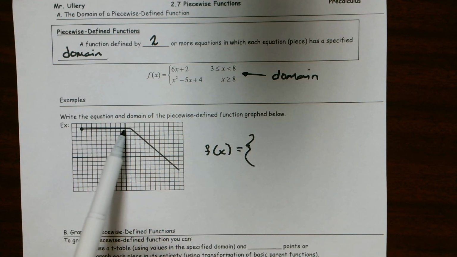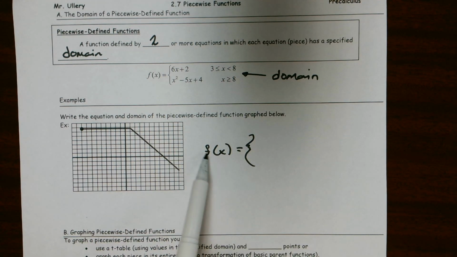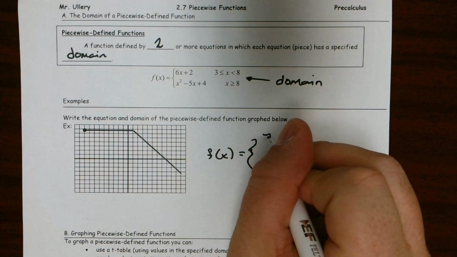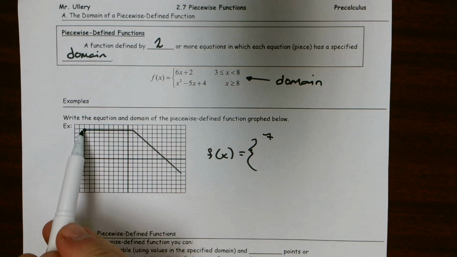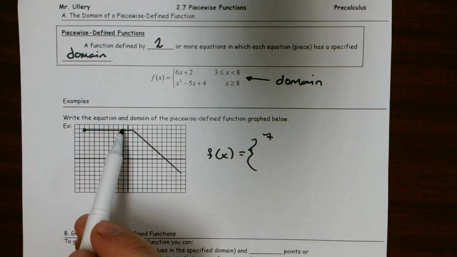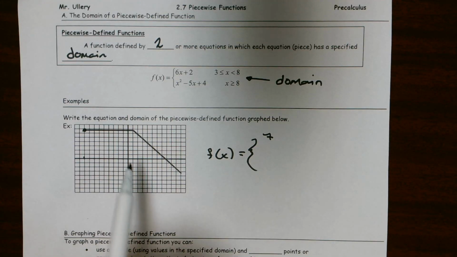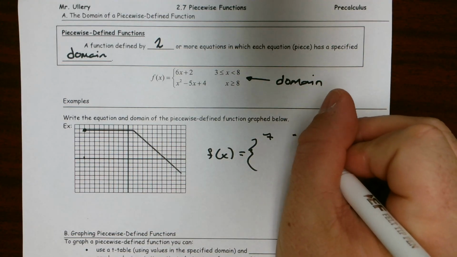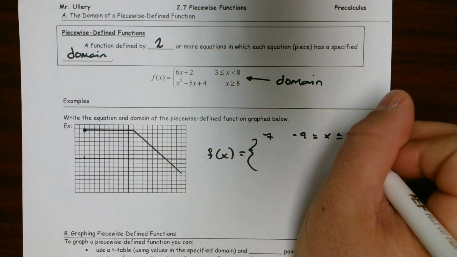So let's take a look at this straight line first. It looks to me like it's about at y equals 7. So my function is going to be y equals, or f of x equals, same thing, 7. And the domain is going to go from right here to right here. The domain, the x-coordinate, is going to go from -9 all the way to 1.